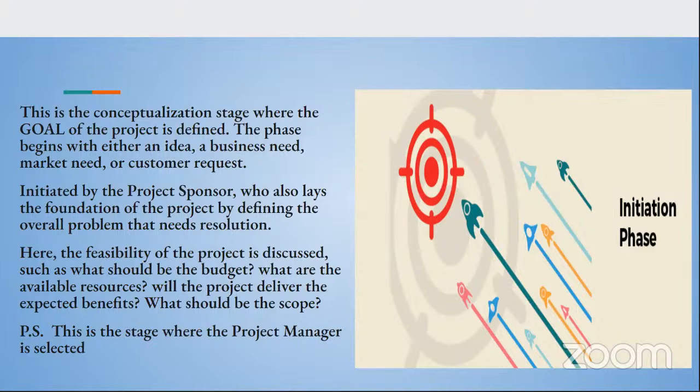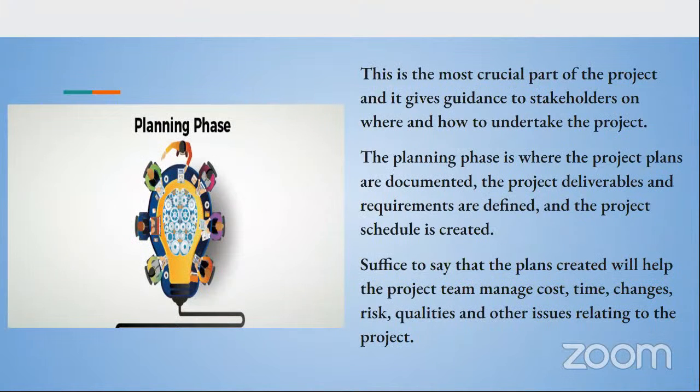From the initiation stage, we move to the planning stage. The planning stage is the most crucial part of the project, and it gives guidance to stakeholders on where and how to undertake the project. This is a stage where the project plans are documented, the project deliverables and requirements are defined, and the project schedule is created. It's safe to say that the plan created will help the project team manage cost, time, changes, risk, quality, and other issues relating to the project. It's a very crucial stage, and trust me when I say it can make or mar the project.